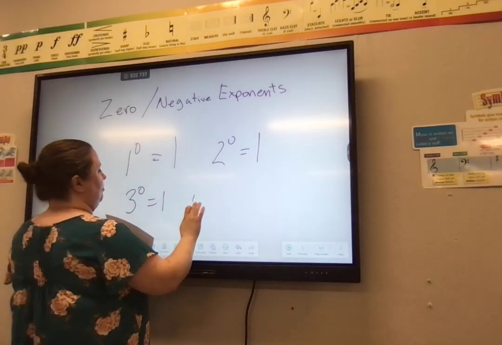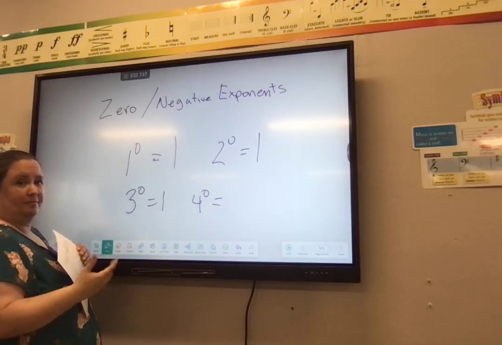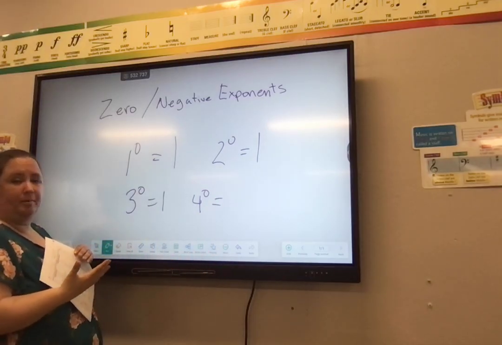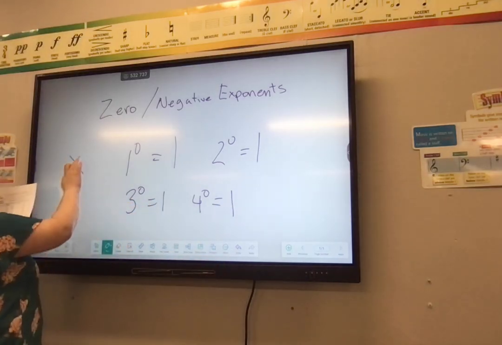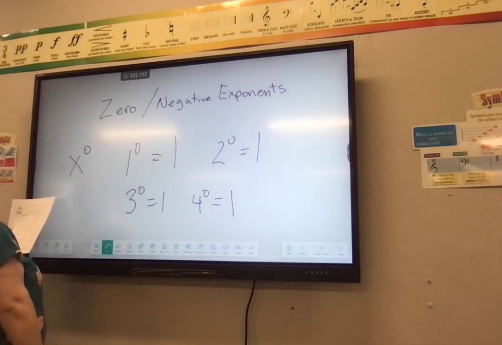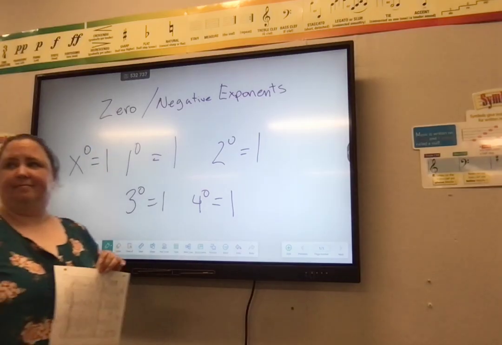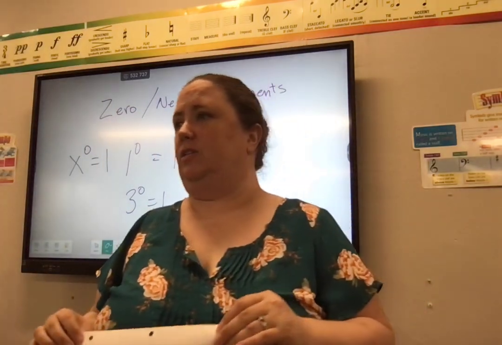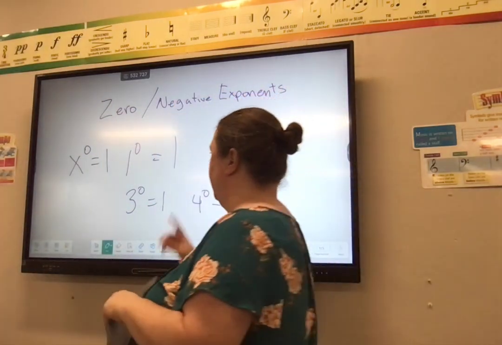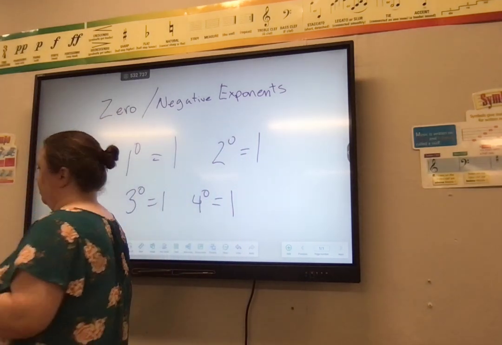If I have 4 to the power of 0? What's 4 to the power of 0? What is a variable to the power of 0? 1. Okay, so that is the rule you just must remember. Anything to the power of 0 is 1. The only exception to that is 0. It cannot be 0 to the power of 0.